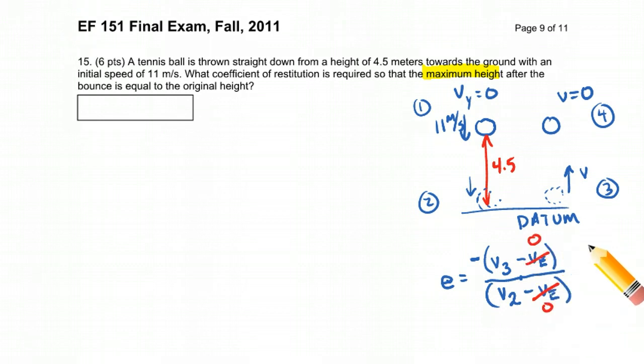Okay, so there's a coefficient of restitution. Instead of using a prime up here, we're using 3 for after and 2 before. So we're really looking for velocity 3 and velocity 2.